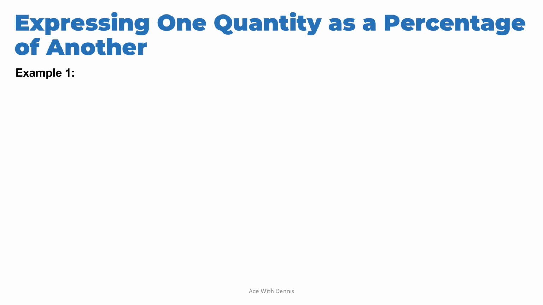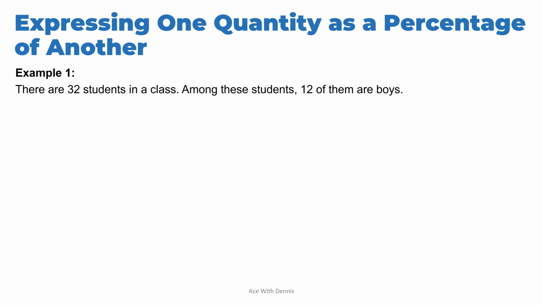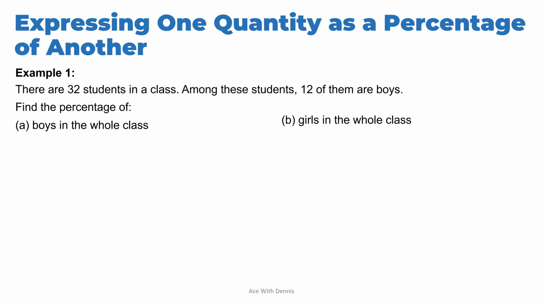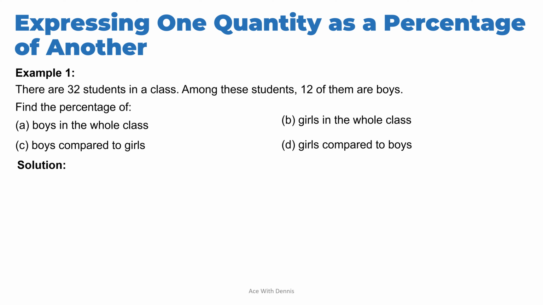Let's see example 1. There are 32 students in a class. Among these students, 12 of them are boys. Find the percentage of A. Boys in the whole class. B. Girls in the whole class. C. Boys compared to girls. D. Girls compared to boys. So here's the solution.